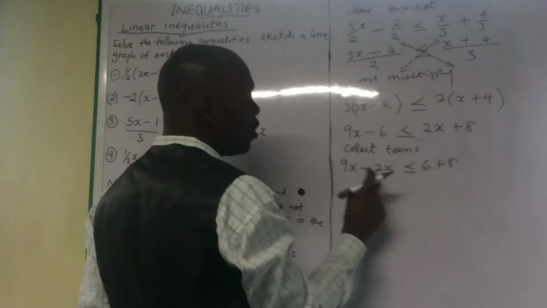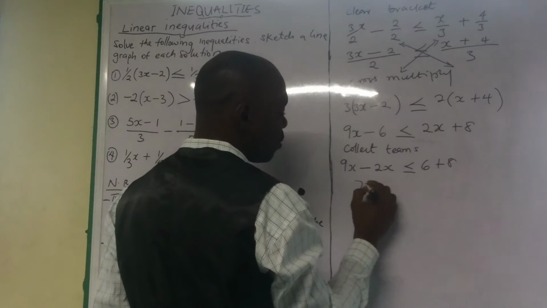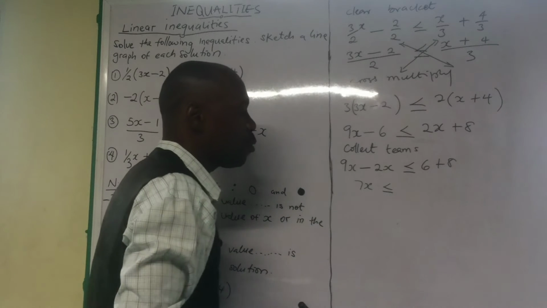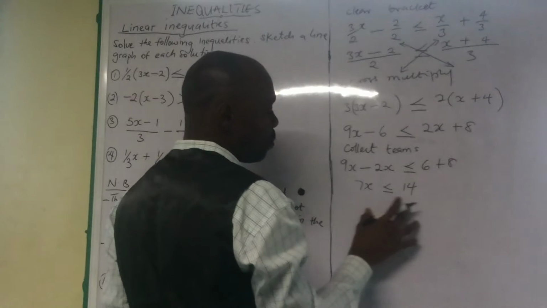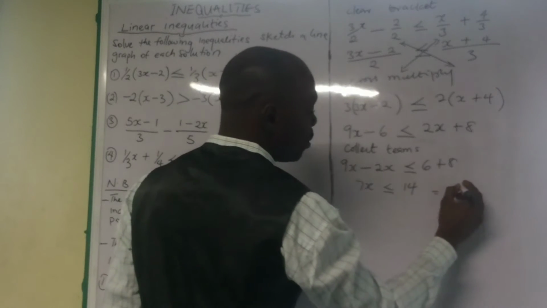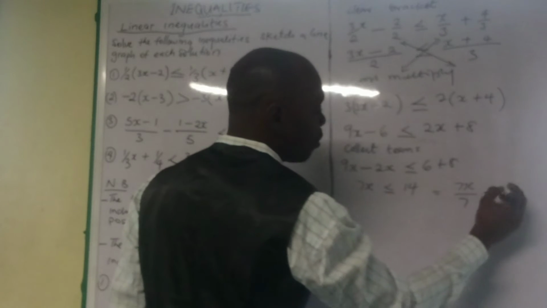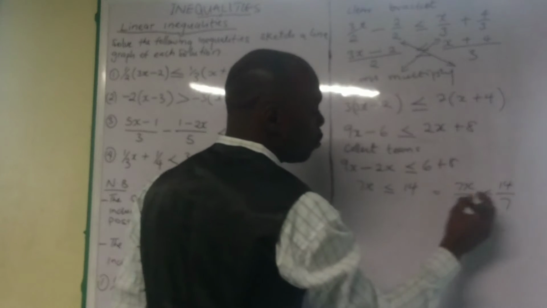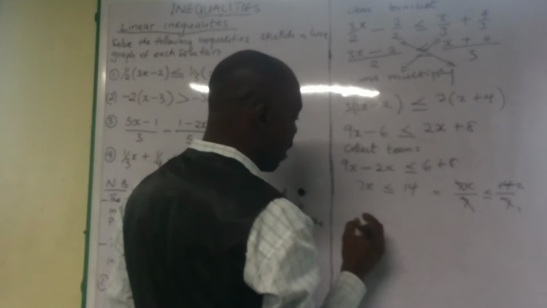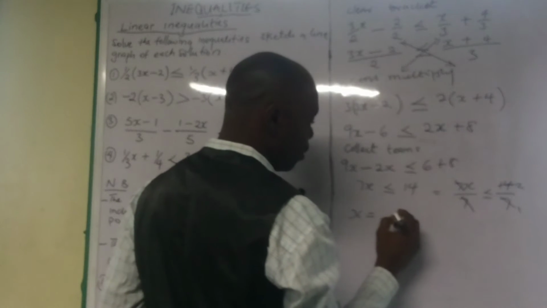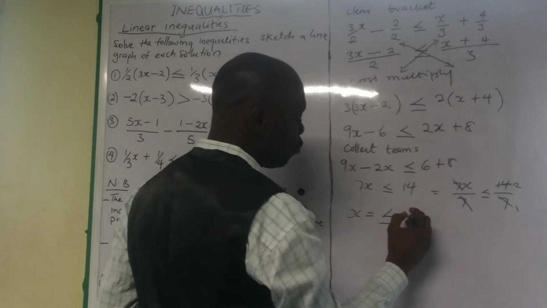From here, 9x minus 2x gives us 7x less than or equal to 6 plus 8, which gives us 14. So we divide both sides by 7: 7x all over 7 less than or equal to 14 all over 7. This 7 cancels this 7, so 7 over 7 is 1 and 14 over 7 is 2. So we have x less than or equal to 2.